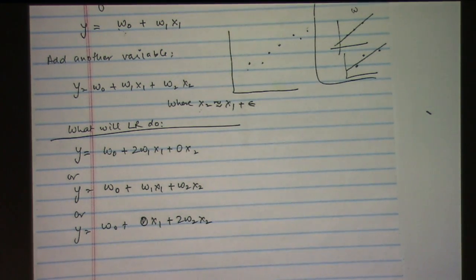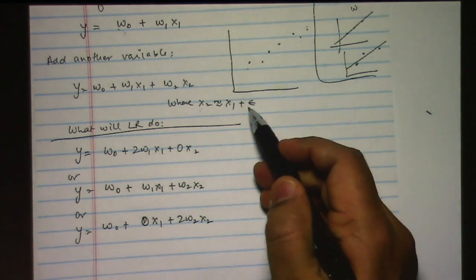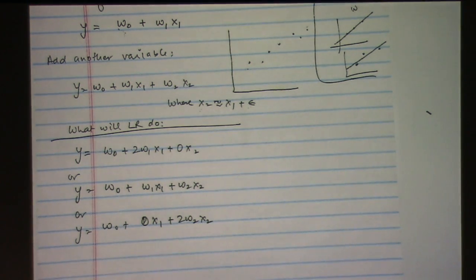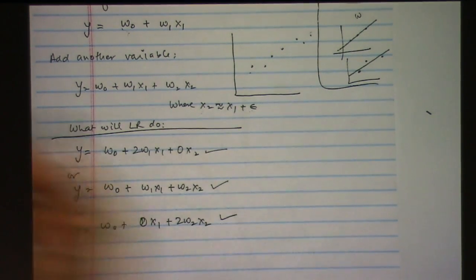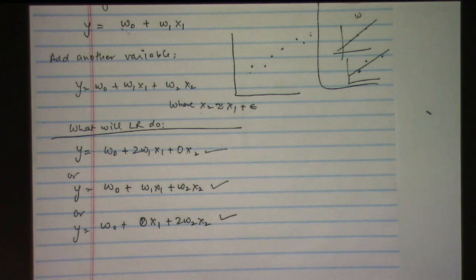And depending on how much noise you add here, you will see that linear regression will do different things. Sometimes it might learn this, sometimes it might learn this, sometimes it might learn this. So it gets confused with these correlated features. What you want is for it to always give you the same answer. So that is an issue with linear regression called the problem of correlated variables. Now let's just see that first. Any questions so far?